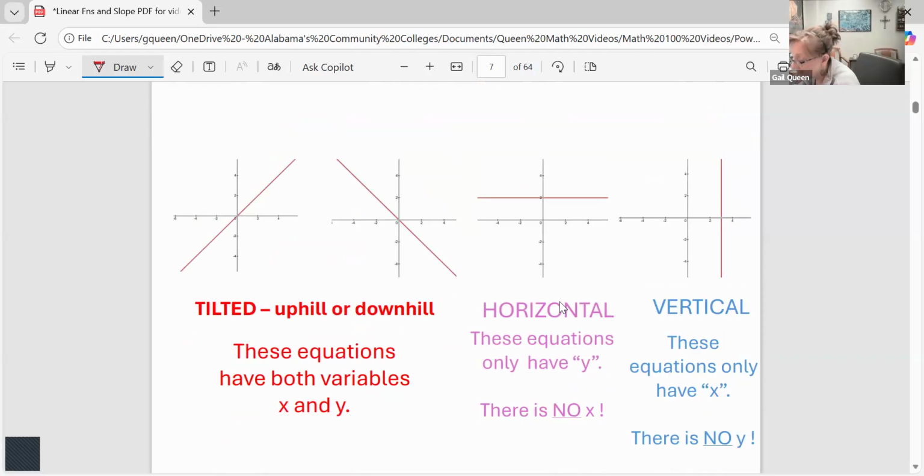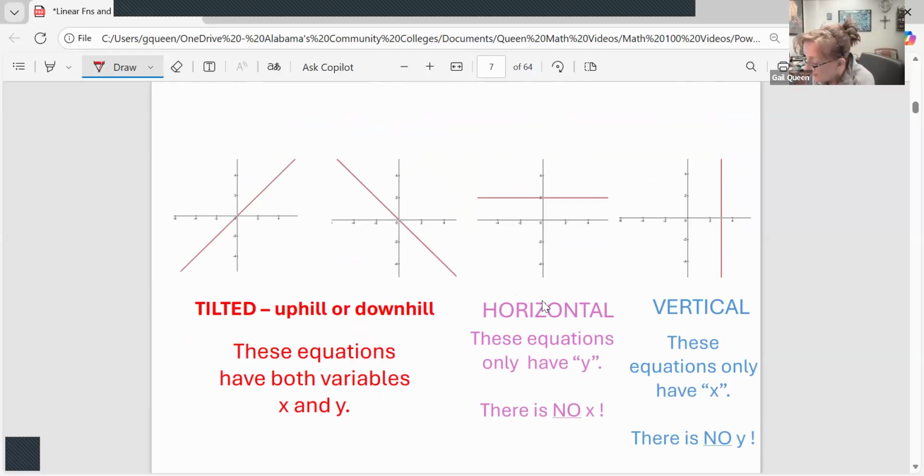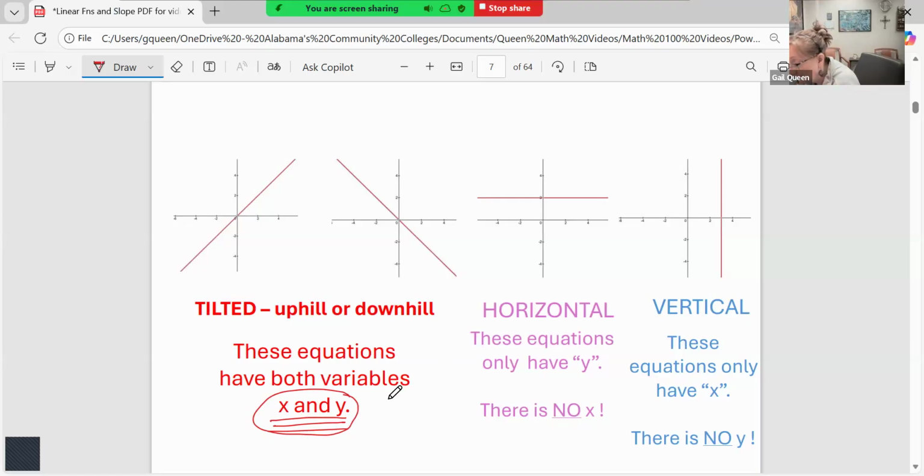When we look at the equations, for a tilted line, the equation will have both x and y. You're going to see both variables in the equation. So that's a dead giveaway. So if I look at an equation and I have both x and y, and both of these are to the first power, I know it's a line and I know it's a tilted line. I may not yet know which way it's tilted, uphill or downhill, but I do know it's a tilted line.